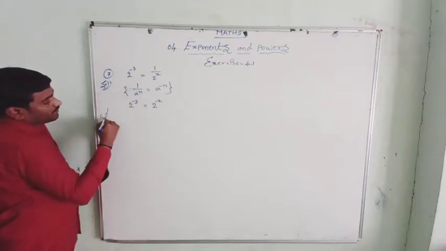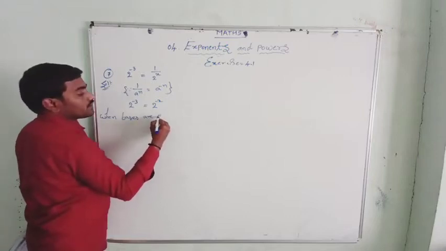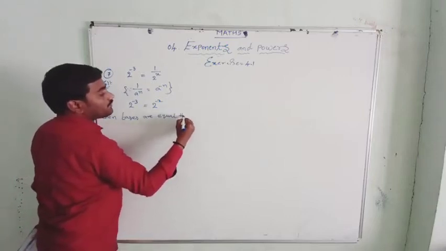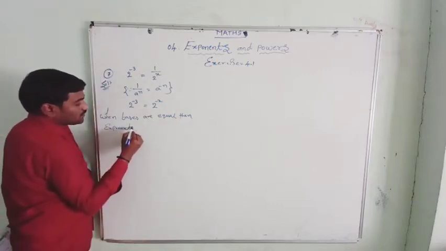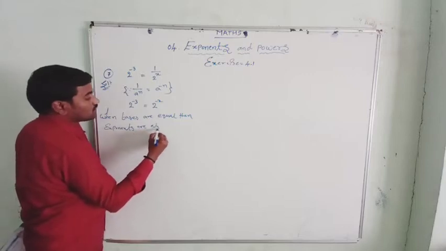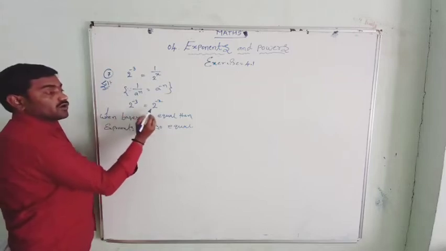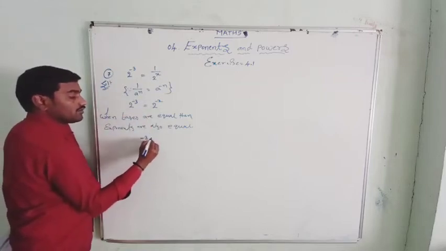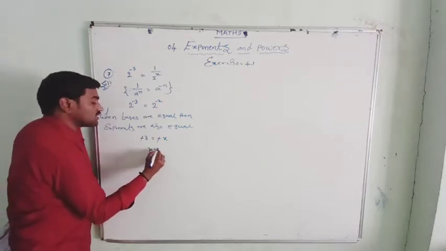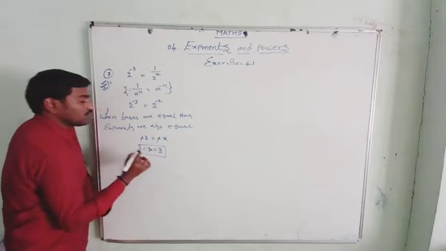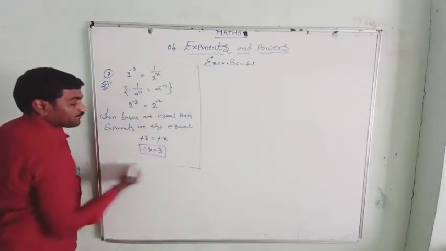Here again, when bases are equal, then exponents are also equal. So here bases are equal, 2 and 2, so the exponents are equal. Minus 3 equals minus x. Both sides will cancel the minus, so that x equals 3. We got the x value here. We need to find out only x, and that x value we got here.